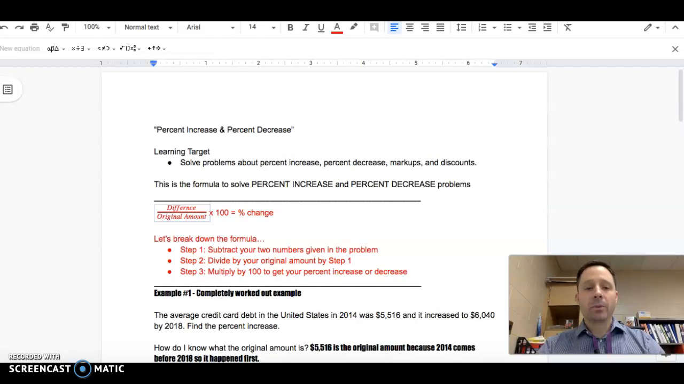Today we're going to learn about percent increase and percent decrease. Our learning target for today is to solve problems about percent increase, percent decrease, markups, and discount, which we'll get to a little bit later.